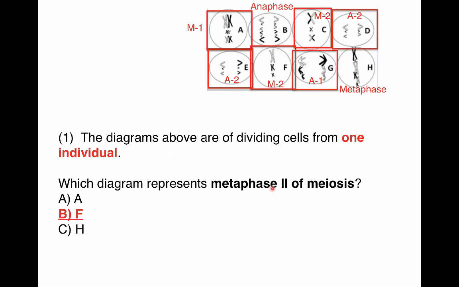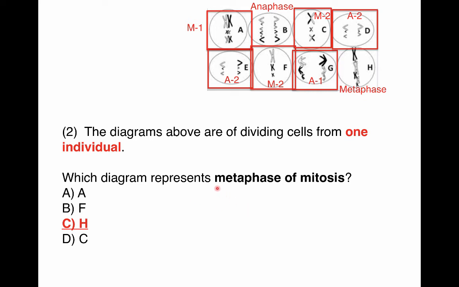Which diagram represents metaphase 2 of meiosis? So again, in metaphase 2, you expect chromosomes lined up by themselves, and you expect half the number of total chromosomes that you can see in the species. So we can see a max of 6 chromosomes. If we only have 3 lined up by themselves, we know that's metaphase 2. And so the answer would be F. It could also be C, but that's not a choice.